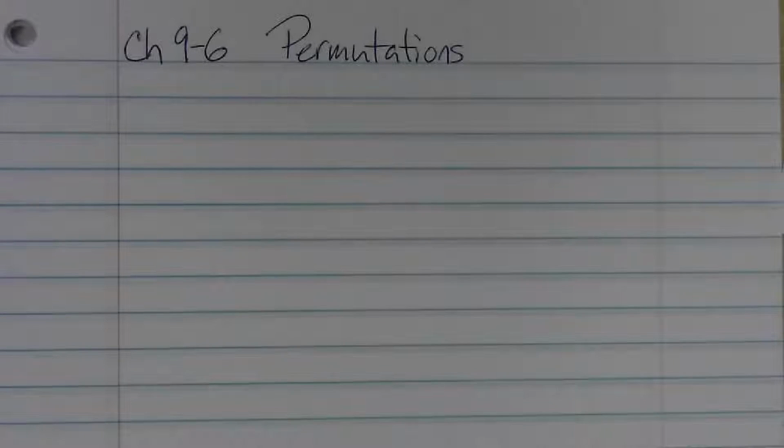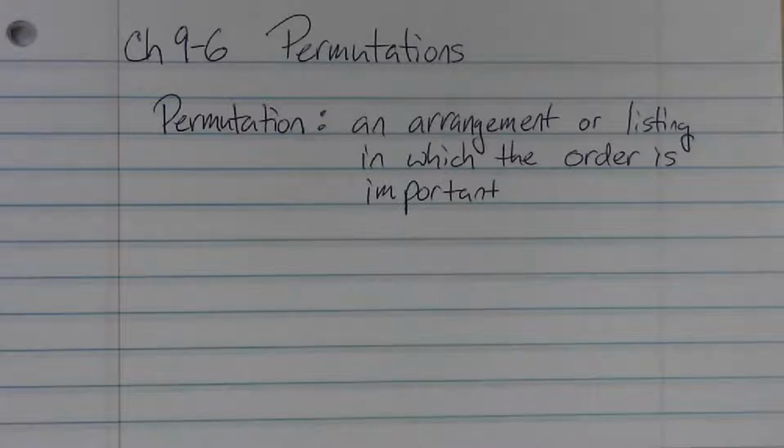Alrighty, boys and girls, it's time for Chapter 9, Section 6, Permutations. A permutation is an arrangement or a listing where the order is important. For example, if you have a bunch of people running a race, and you want to know how many different ways people can come in first, second, or third place, and so forth. So let's take a look at a couple examples. That's the best way to understand this.